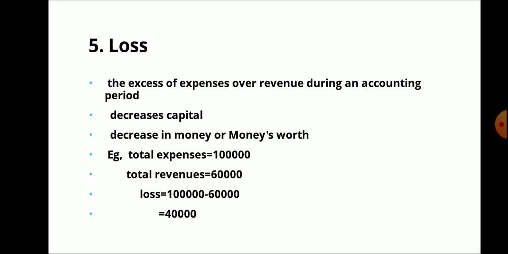Fifth one, loss. The excess of expenses over revenue during an accounting period decreases capital, a decrease in money or money's worth. Example, total expenses is equal to 1 lakh. Total revenues is equal to 60,000. Loss is equal to 1 lakh minus 60,000, that is 40,000.